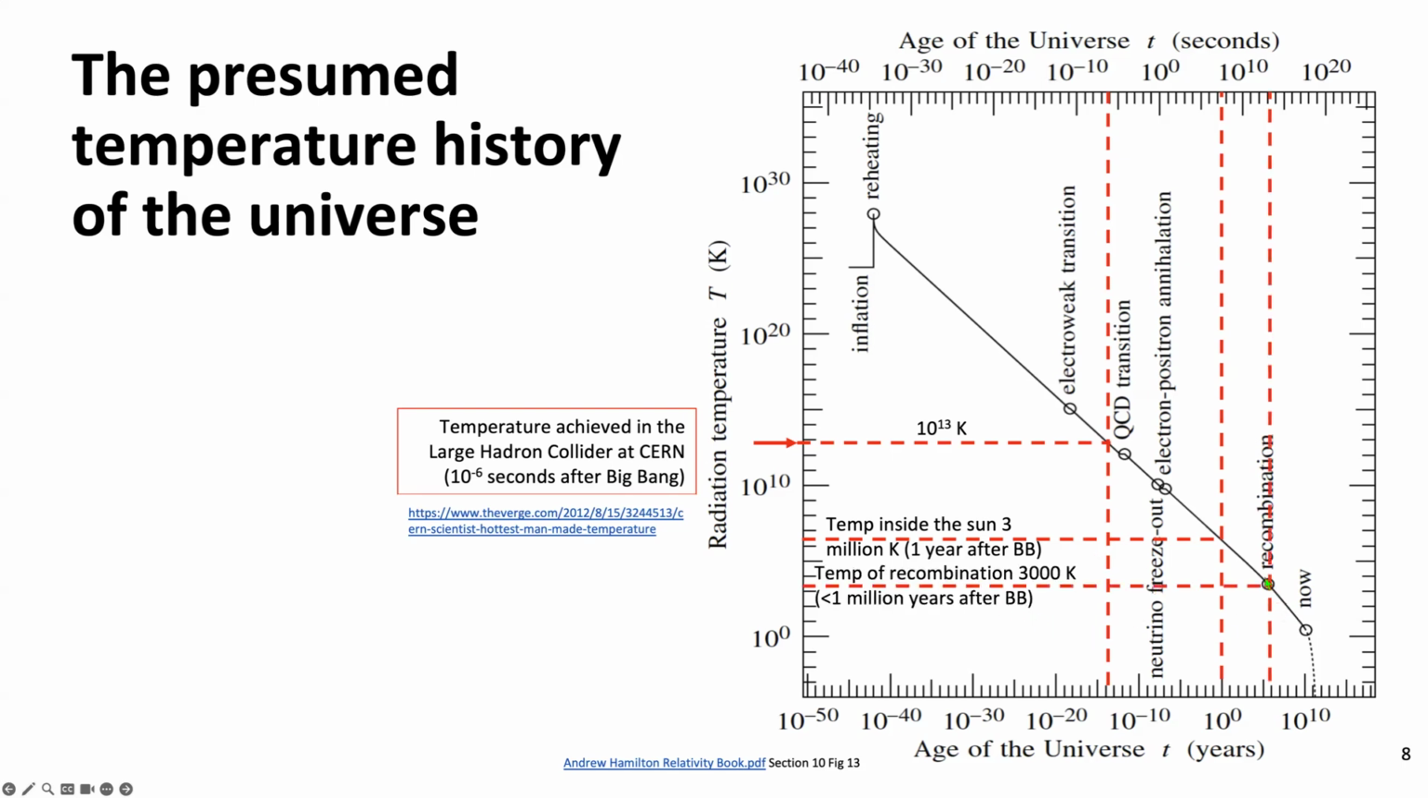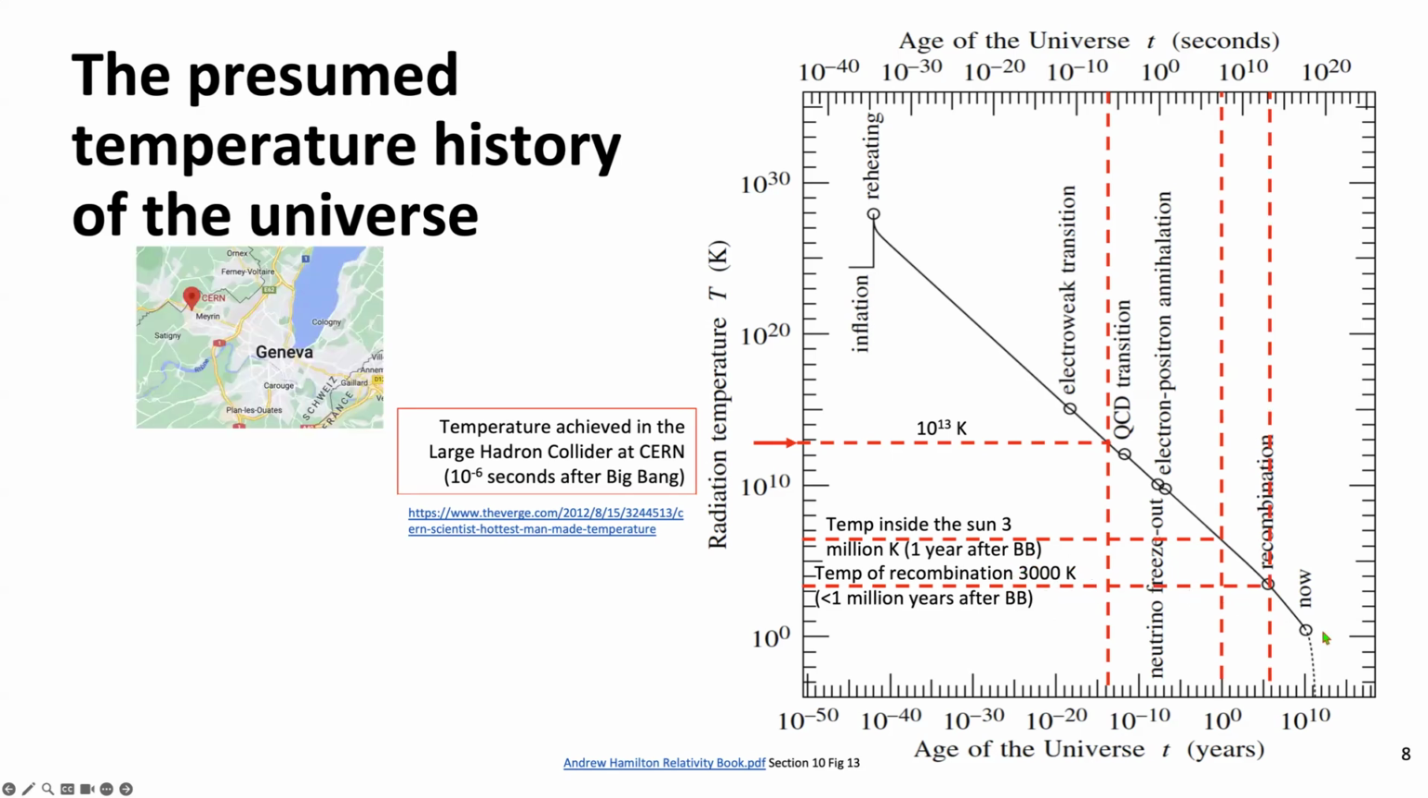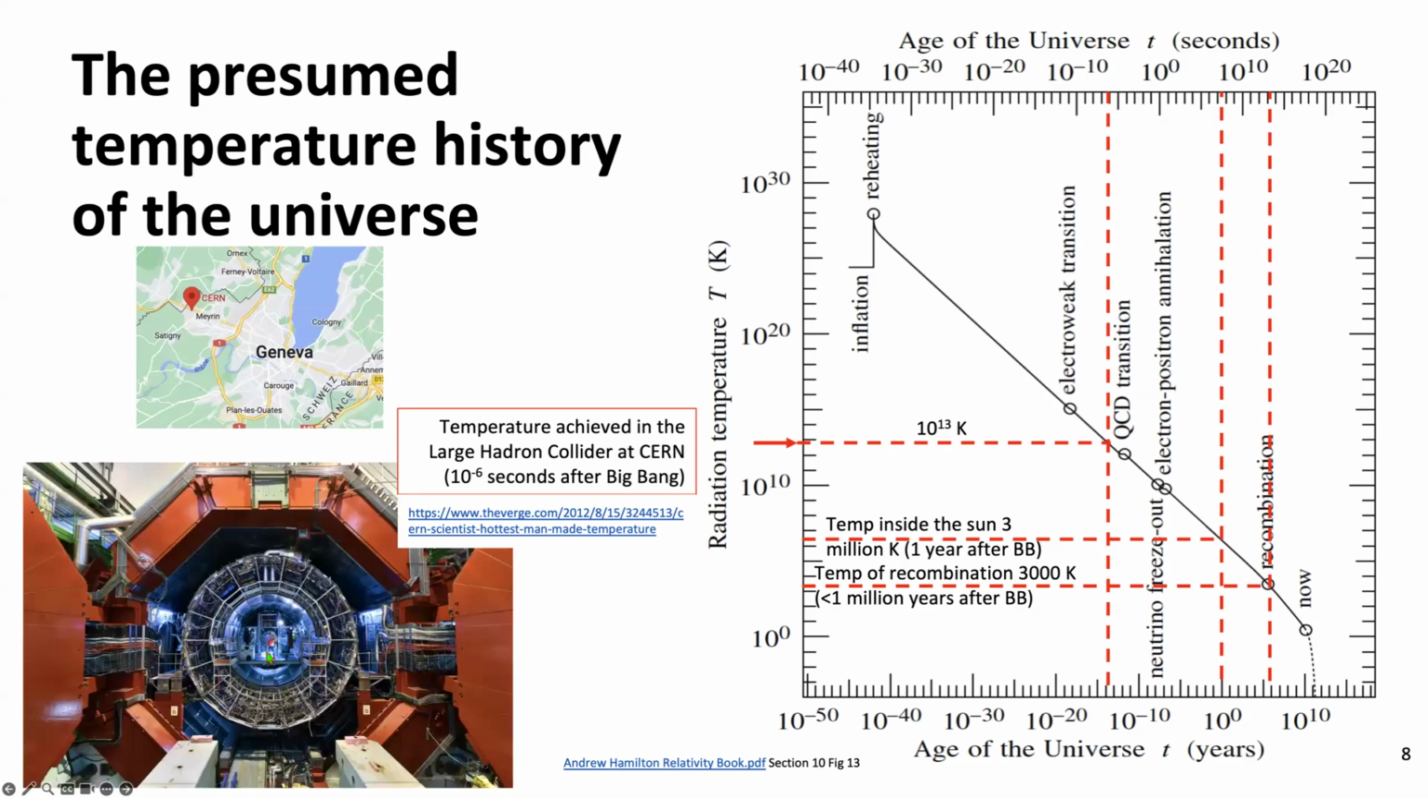And here's the point of what's called the temperature of recombination. At this point, atoms can form. So this is less than 1 million years after the Big Bang. This is where we get this number of about 340,000 years after the Big Bang. The temperature had dropped to about 3,000 Kelvin. And here we are today. By the way, here's the city of Geneva. And if you look closely, there's a human inside one of the experiments at CERN. Everything at CERN is big. Well, we're going to talk about that as well. Here's CERN on the outskirts of Geneva.